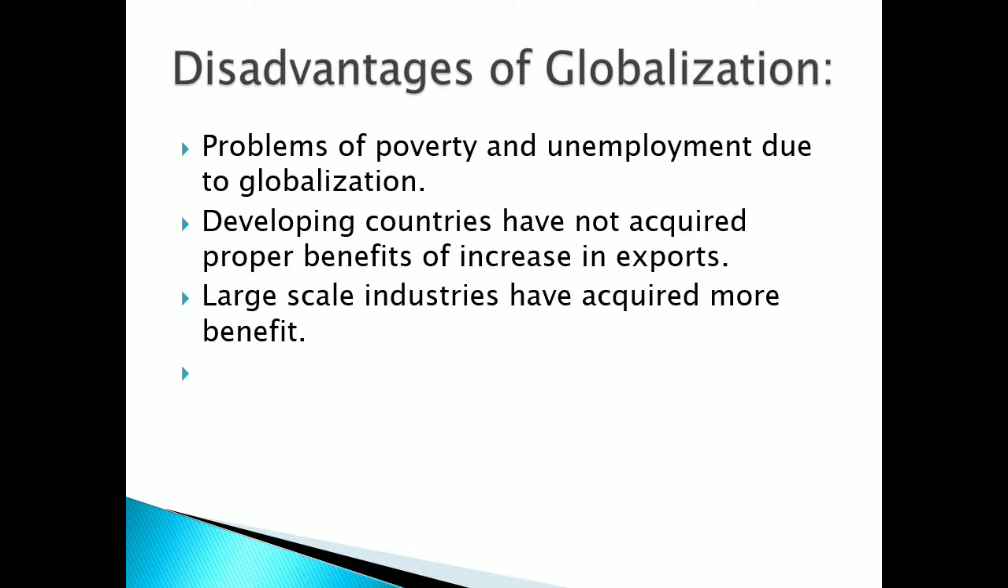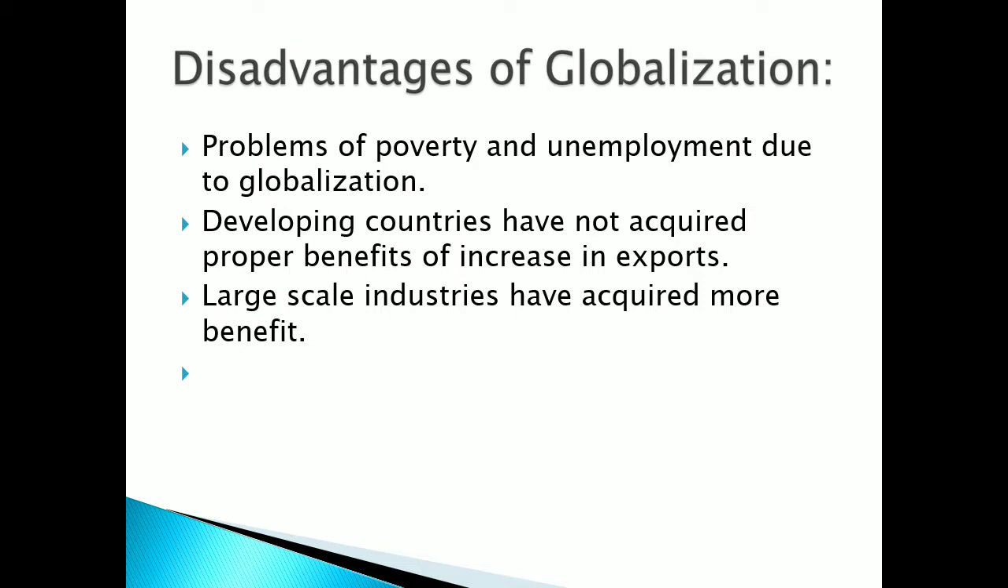The poor people are not able to give education to their children. They are not getting money for their survival. They were poor before 1990, and still they are not getting the good advantage after globalization as well. So the poverty and unemployment problem is still not solved after globalization.